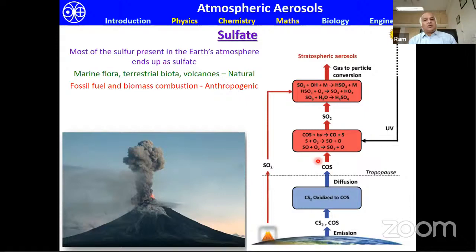And these are all the natural sources. While the fossil fuel and the biomass combustion and the biofuel burning, which are anthropogenic in nature, inject a large amount of sulfur dioxide and then sulfate particles. So typically the sulfur dioxide that is emitted and other species such as carbon disulfide, etc., get oxidized to carbonyl sulfide. SO2 can get directly converted into sulfate, while carbon disulfide and carbonyl sulfide get converted into sulfur dioxide first, and then they become sulfate aerosols.